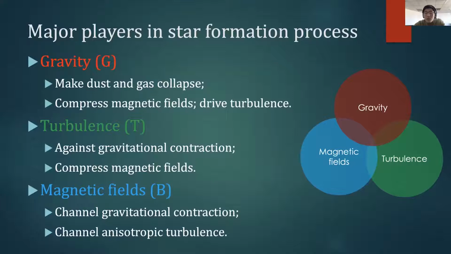The interaction between gravity, magnetic fields and turbulence is very complex, which makes the star formation process very hard to be fully understood. Today, let's talk about one of the major players, magnetic fields.